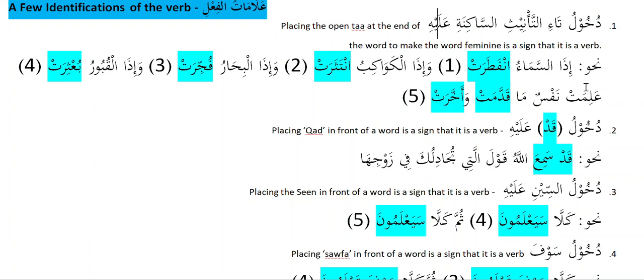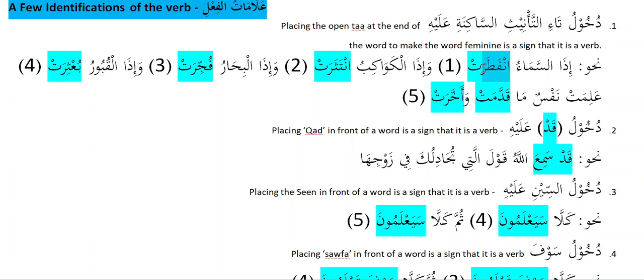I'll explain to you. For example, I give examples. Placing the open ta at the end of the word to make the word feminine is a sign that it is a verb.